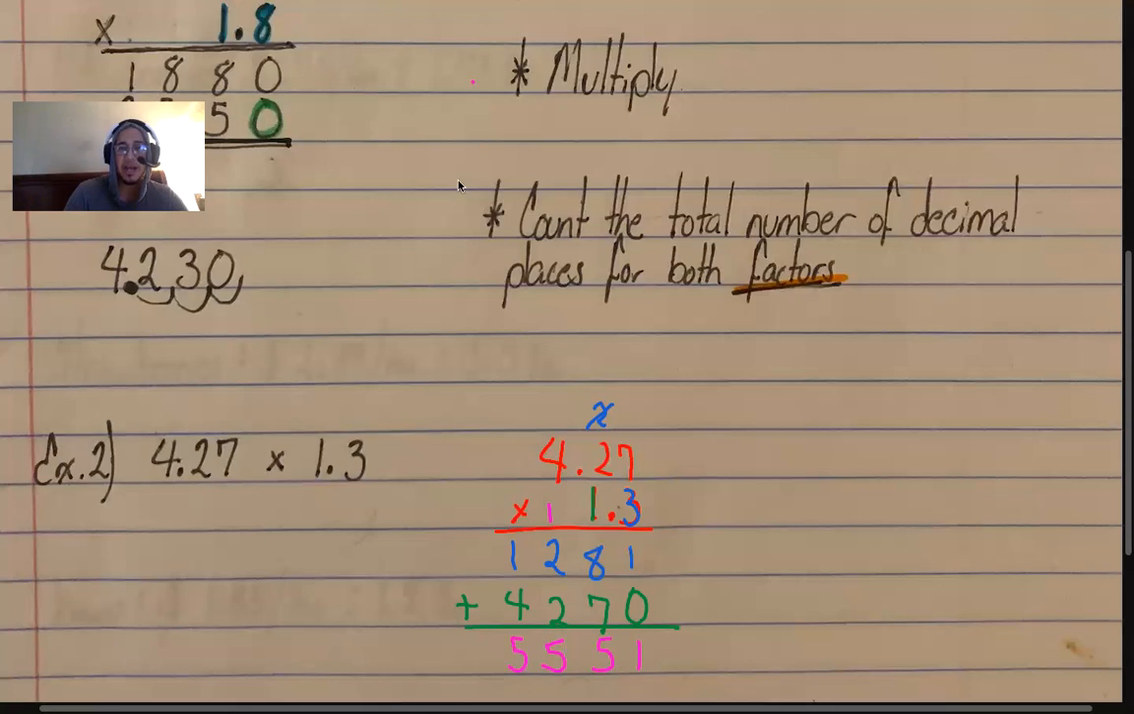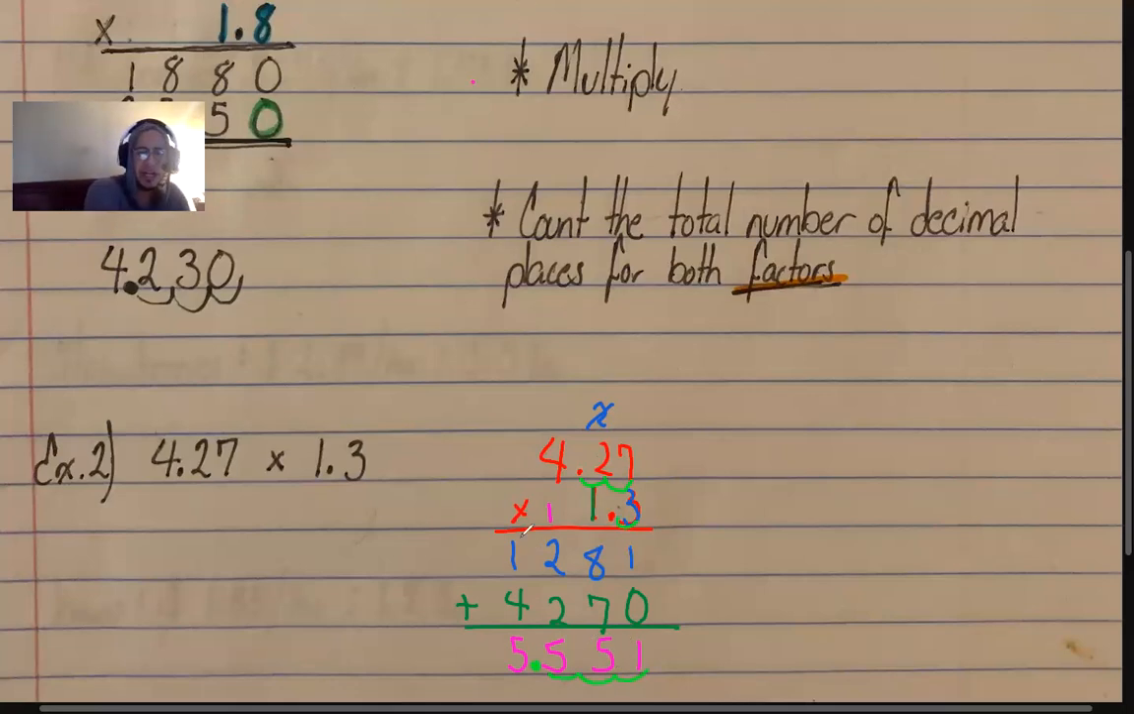Now I have 1, 2, 3 numbers behind the decimals. So I expect to have 3 numbers behind the decimal over here. So my final answer would be 5 and 551 thousandths.